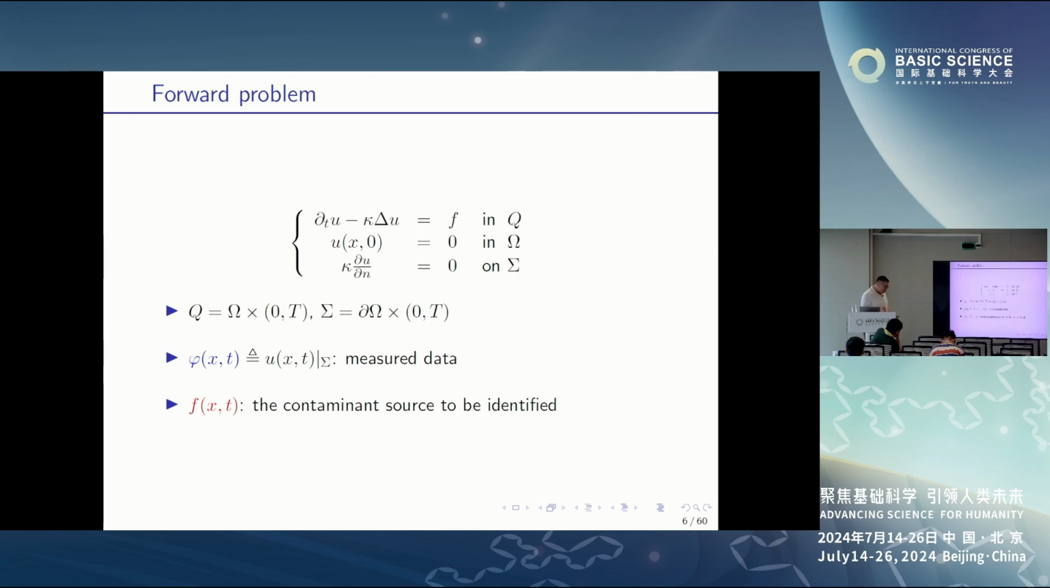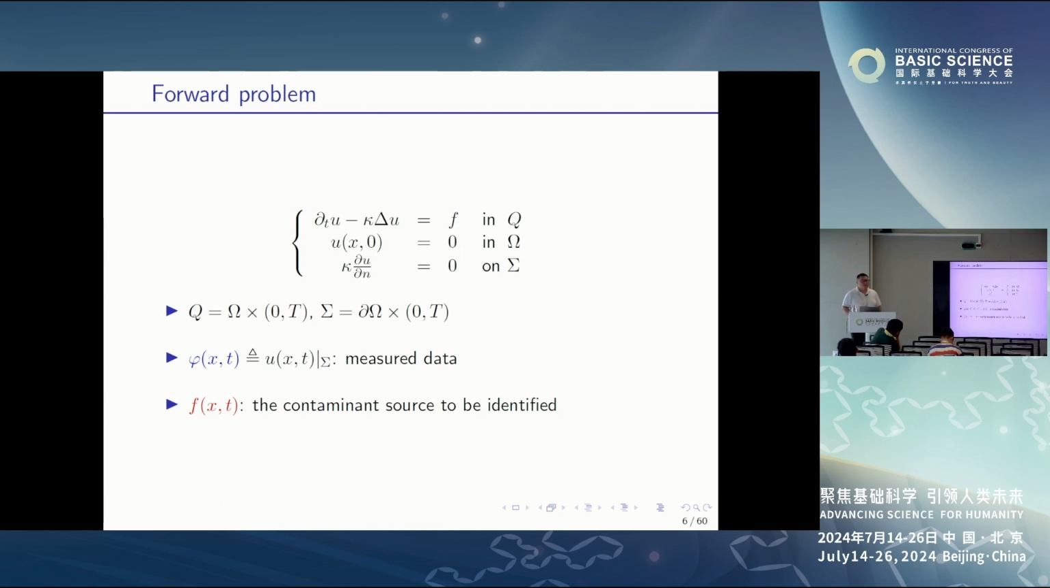Now the governing equation is a forward problem. I'm talking about the inverse problem, so we need to define the forward problem first. The forward problem is like this. We have a very simple heat equation, and now we only have one kappa left. Given kappa and F, which stands for the contaminant pollution sources, we try to solve this heat equation and get our measurement. The measured data is here. It's just partial data, a boundary measurement.